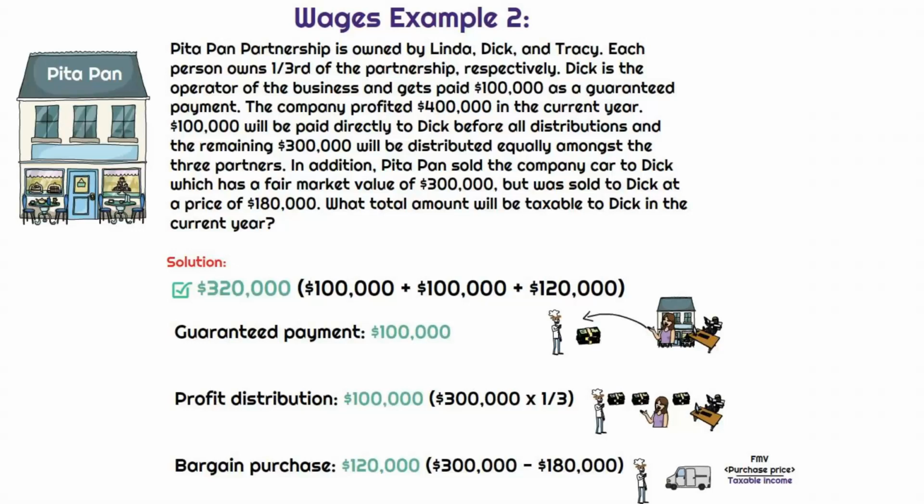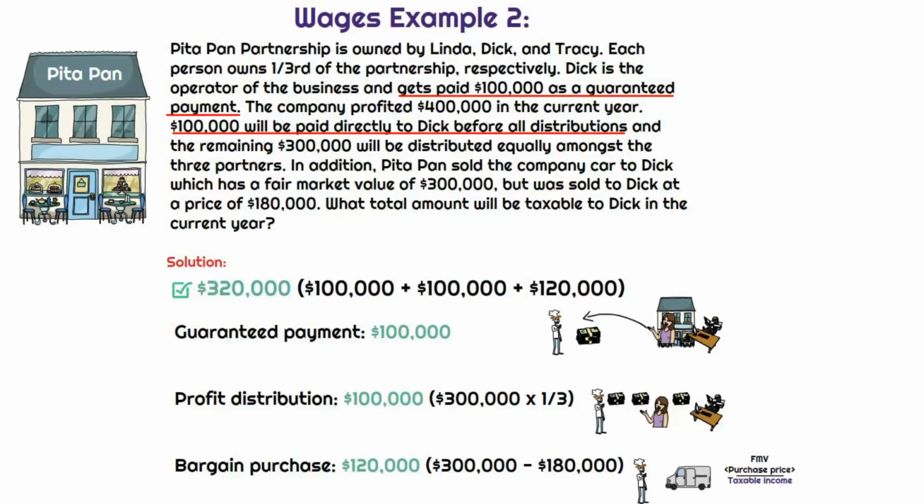In addition, Peter Pan sold the company car to Dick. The car had a $300,000 fair market value, but it was purchased by Dick for $180,000. So we want to know what amount is going to be taxable to Dick in the current year. So first of all, we're going to take the $100,000 received from the guaranteed payment, right? This is the compensation received for the work that has been earned.